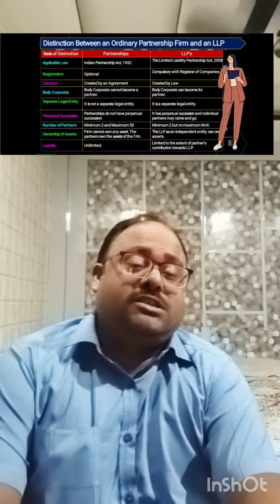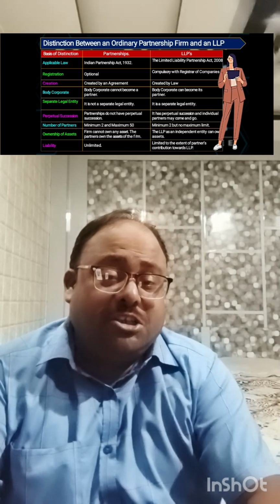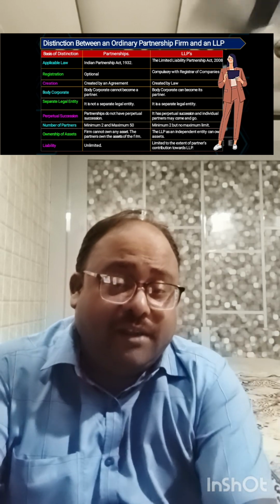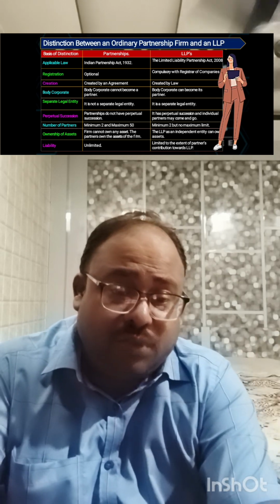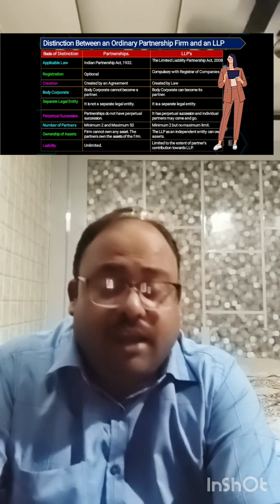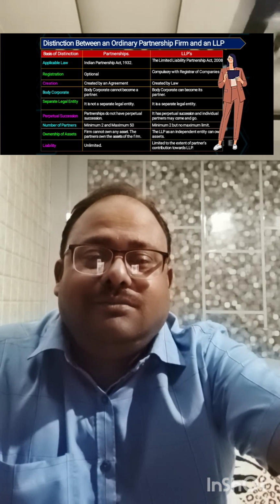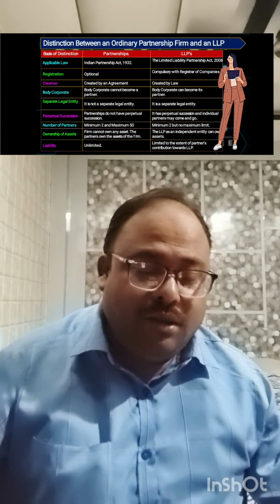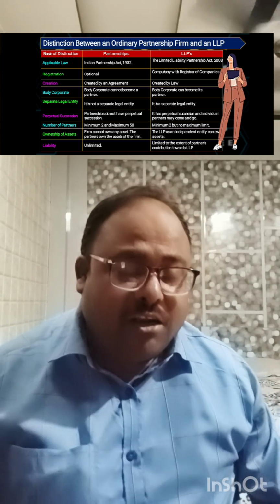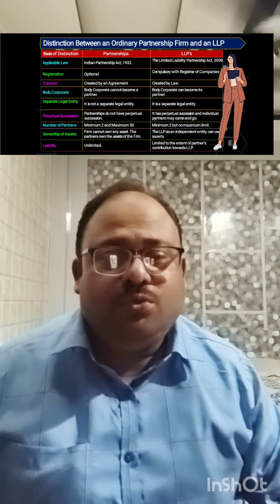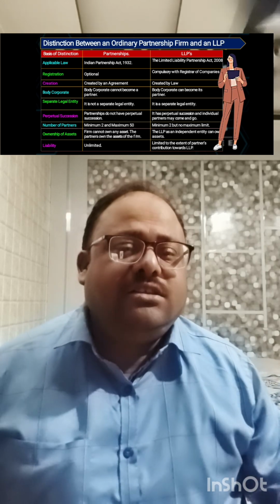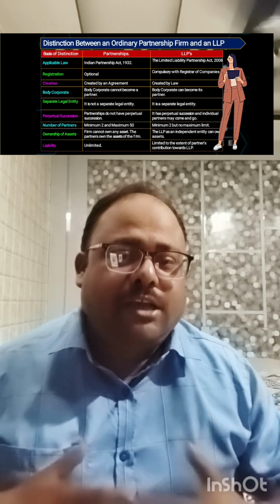Perpetual succession, yes, as I said, a normal partnership can come to an end at the event of retirement, death, or dissolution, whereas in the case of LLP, men may come, men may go, but I go on forever. Number of partners, yes, in a normal partnership, minimum 2 or maximum 50, whereas in the case of LLP, you will have minimum 2, maximum unlimited.